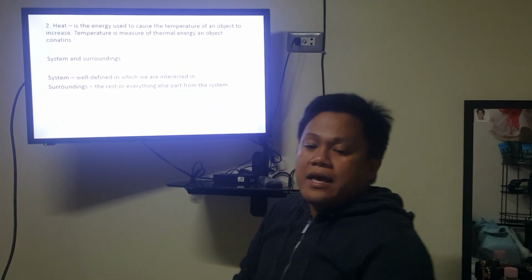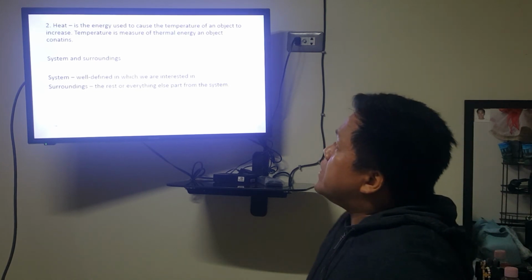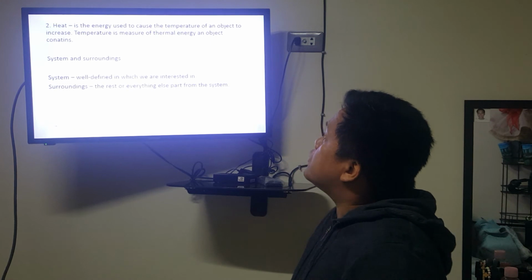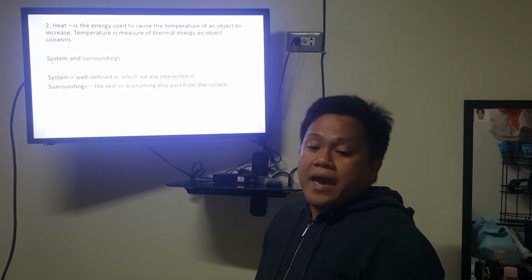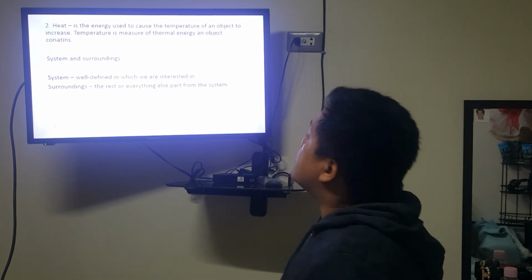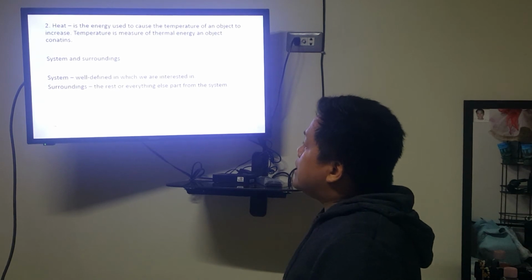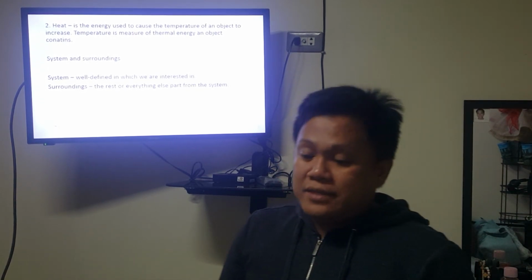Next is heat. Heat is the energy used to cause the temperature of an object to increase. Temperature is a measure of the thermal energy an object contains. System and surroundings. The system is well defined, and it is what we are interested in. The surroundings are the rest, or everything else apart from the system.